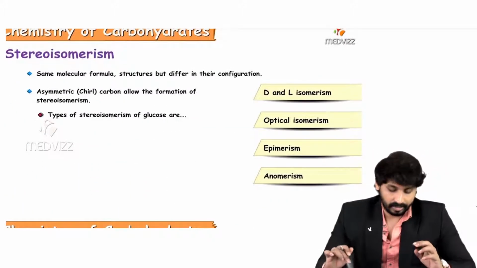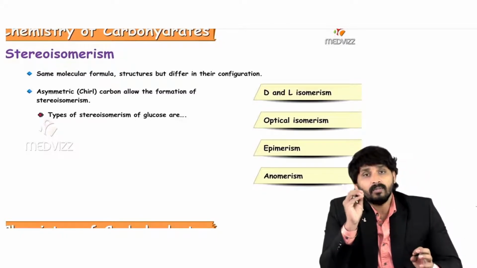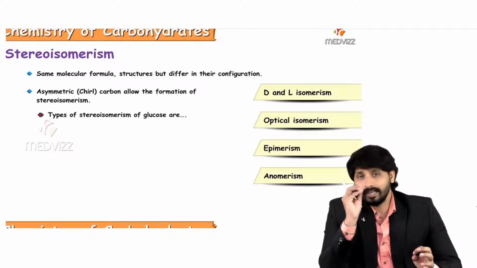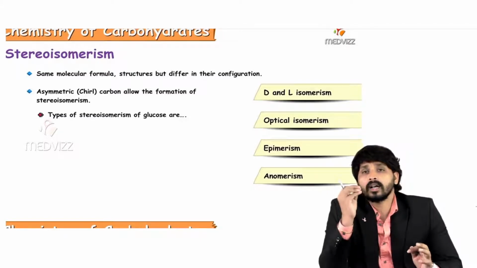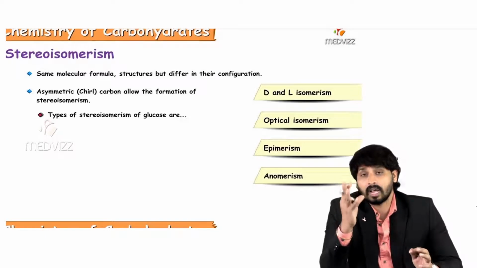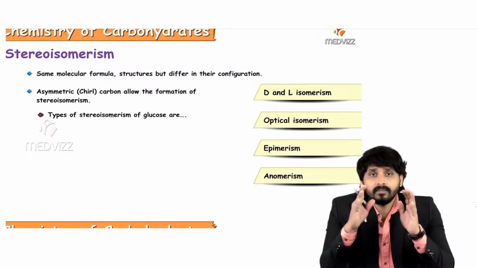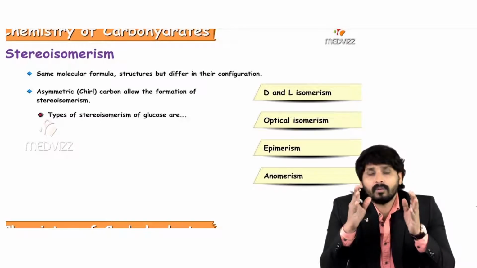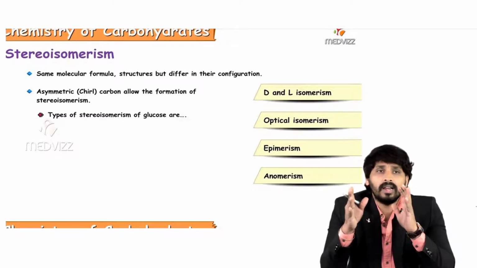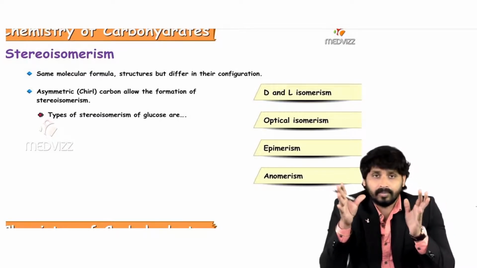Coming to stereoisomerism, it is also a type of isomerism where the compounds have the same molecular formula and differ in spatial configuration around a particular carbon. Once again I am repeating, stereoisomerism is the type of isomerism where compounds have the same molecular formula but differ in the structure with respect to the spatial configuration around a carbon atom.